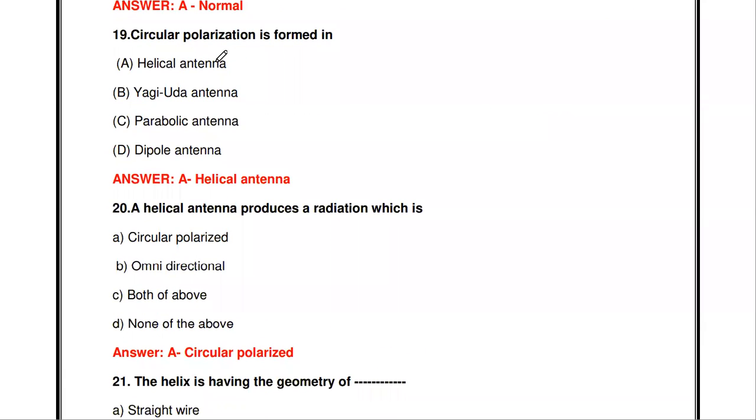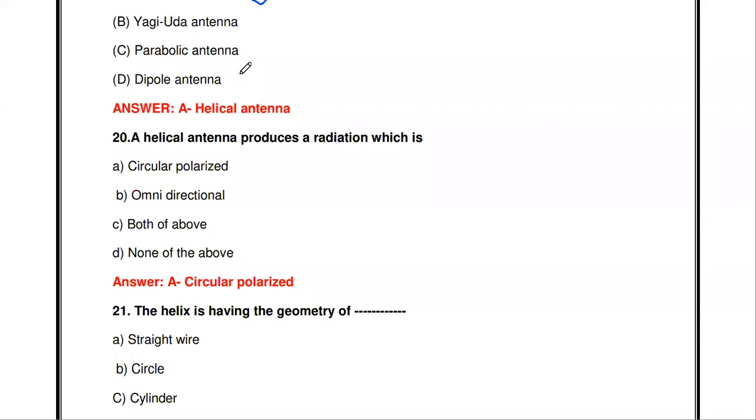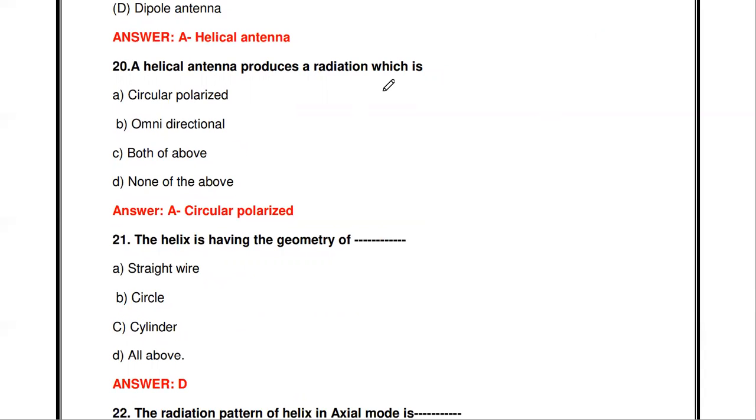Then the next one: the circular polarization is formed in helical antenna, Yagi-Uda antenna, or parabolic dipole antenna? The circular polarization is formed in helical antenna. In Yagi-Uda, it's a unidirectional pattern with linear polarization. Then a helical antenna produces a radiation which is circular polarized, omnidirectional, both of the above, or none of the above? Circular polarized.